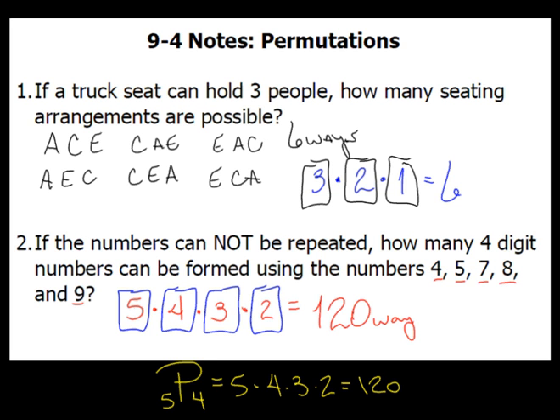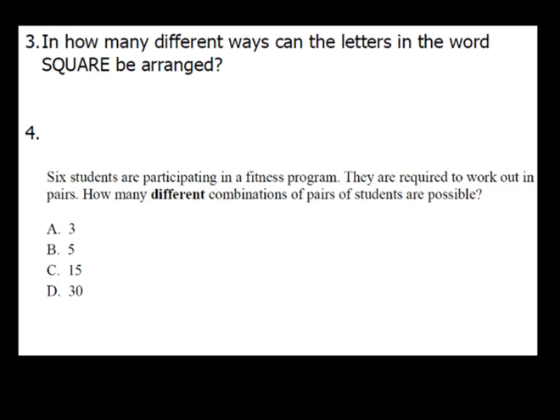Looking at example 3. In example 3, in how many different ways can the letters in the word square be arranged? Well, first, how many letters are there? There's 1, 2, 3, 4, 5, and 6. 6 different letters. So what I have here is a permutation where I have 6 letters, and I'm going to take all 6 of them. So that's going to be 6 times 5 times 4 times 3 times 2 and times 1. And we multiply those all together, and we get 720 different ways.